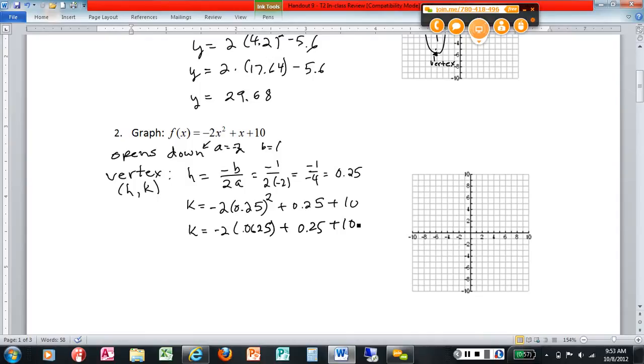I get 10.375. Anybody else get that? Does that sound okay for k? All right. Okay, so that's our vertex. Our vertex is 0.25, comma, 10.375.